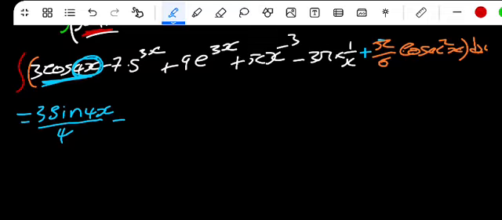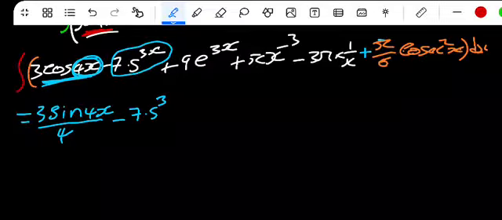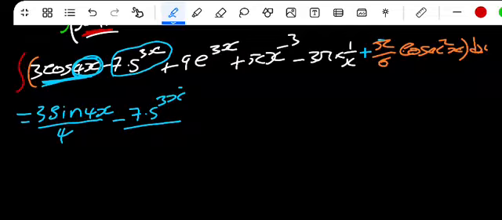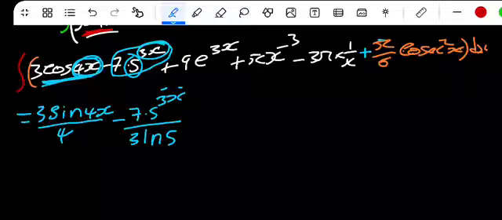Then we have this now. This is an exponential function, so you rewrite it as it is. You don't change anything here, you rewrite this as it is, 5 to the 3x. But now you have to divide by the derivative of the exponent. So we divide by 3 multiplied by ln of the base. What is the base? The base is simply 5.